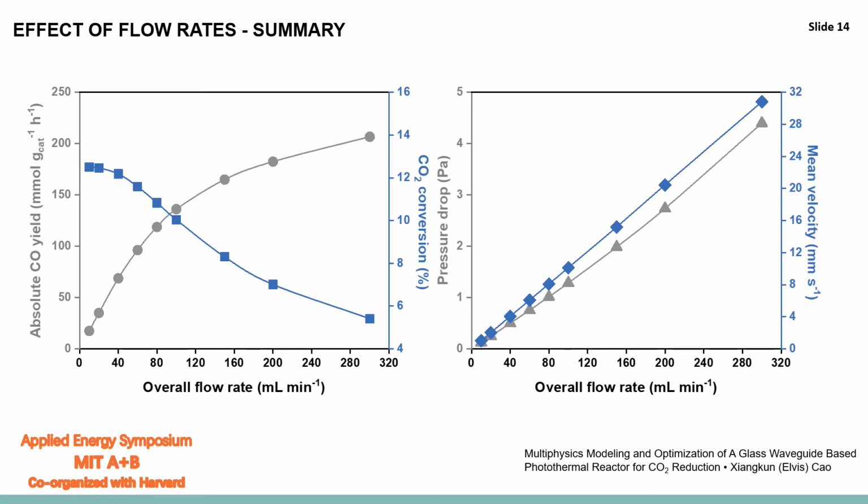We already chatted about this in the last two slides, but here is a summary of the effects of flow rates. On the left-hand side, you can see the effect of overall flow rates on absolute CO yield, as well as the relative CO2 conversion. You can see pretty clearly that the effect is quite the opposite, which is also expected. On the right-hand side is the effect of flow rates on pressure drop, as well as the mean velocity. We chatted about this in the past slide. When you increase the flow rates, the pressure drop will also be higher. You need more pump energy.